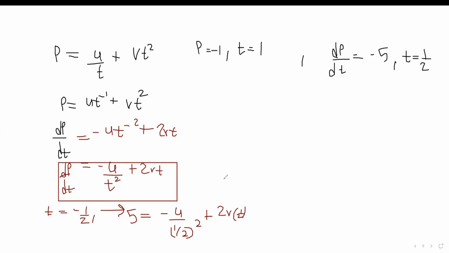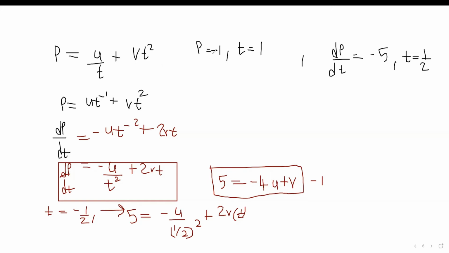So this would simplify to be, I'm just going to write it right here, that 5 is equal to, a half squared is a quarter, and -1 over a quarter is -4. So 5 equals -4U. Then in this half, the 2 cancels the 2, so that's -4U plus V. All right, so that's one equation that we end up with. This is equation 1.